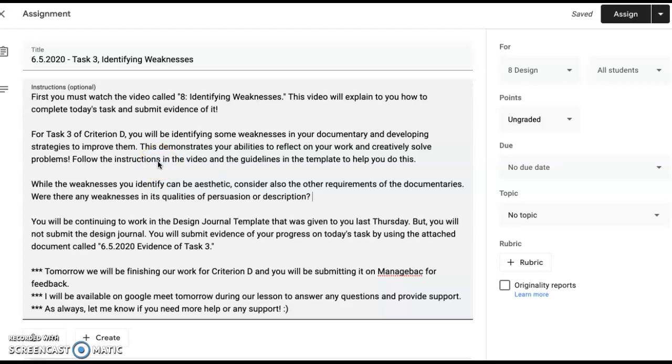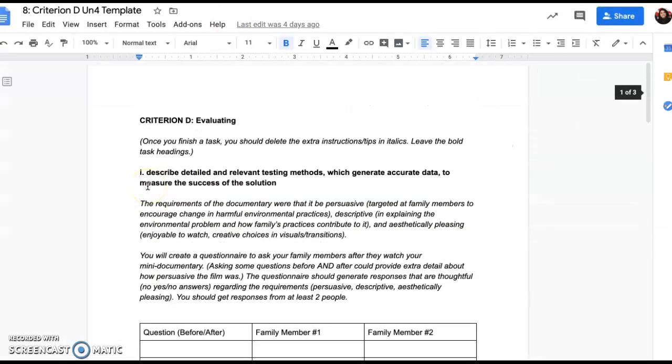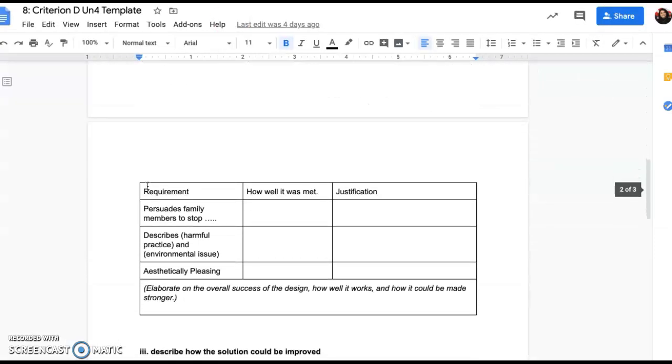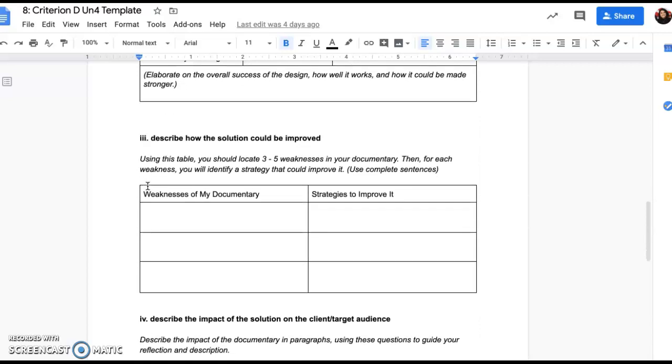So today we're going to be continuing our work on Criterion D, and you're going to be working more specifically on Task 3. Just like you did on Tuesday and Monday, you're going to continue working in your design journal for Criterion D. So you'll continue working in this document, but remember you're not going to be submitting this to me until you finish it all.